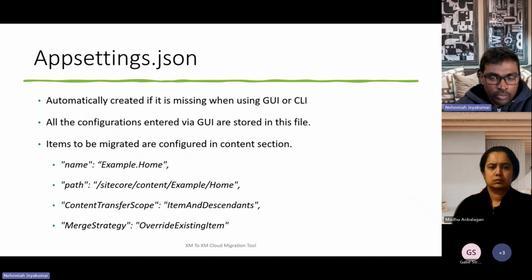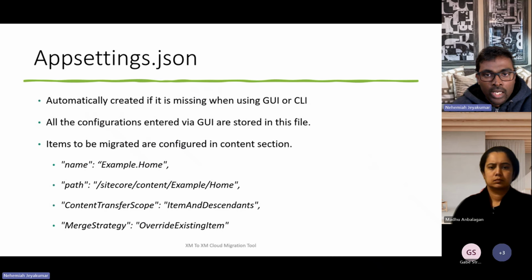As of now, with version 2, there is only one configuration, item and descendants. There is no other configuration available at this time. Same thing with the merge strategy. The only available option currently is to override the existing item. There is no other way of merging or not merging. There is only one option at this time, which is override existing item. So when we use it, it is simply going to override the target system with all the descendant items.